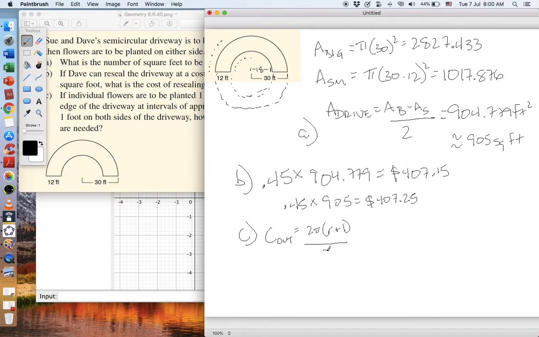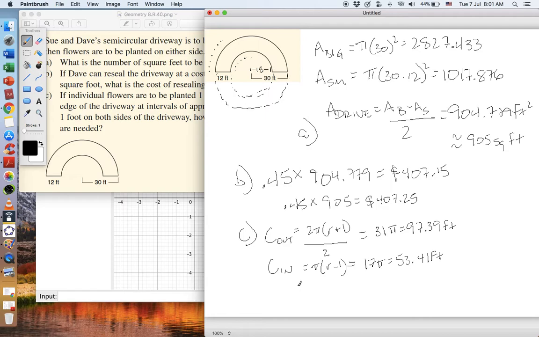Our circumference of the outer circle, the outer edge of the driveway, is equal to 2 pi r. Remember, it's r plus 1, but we're going to divide by 2 because we've only got a semicircle there. And so that's equal to 31 pi, or 97.39 feet. And the circumference of the inner circle is equal to the inner semicircle, pi times r minus 1, which is equal to 17 pi, or 53.41 feet.